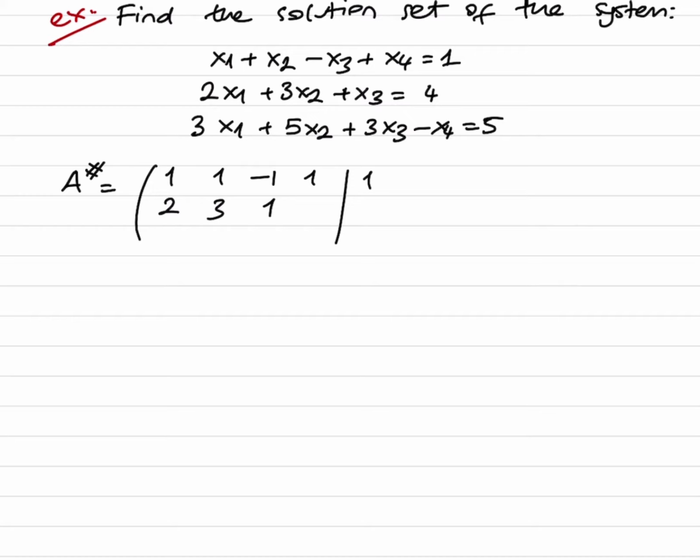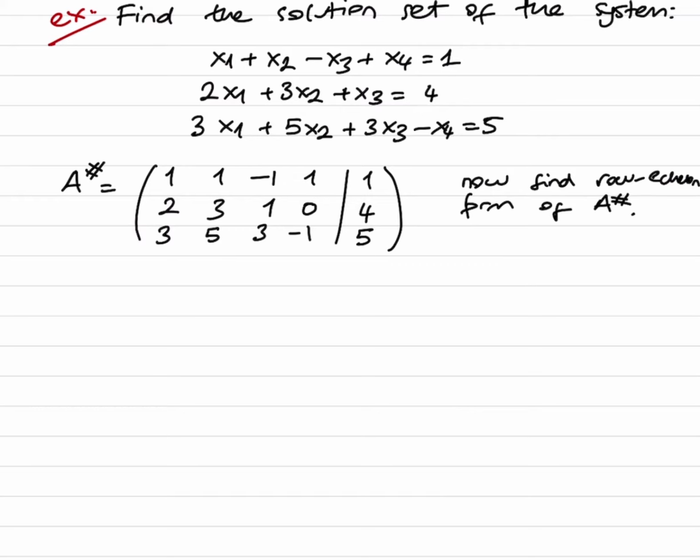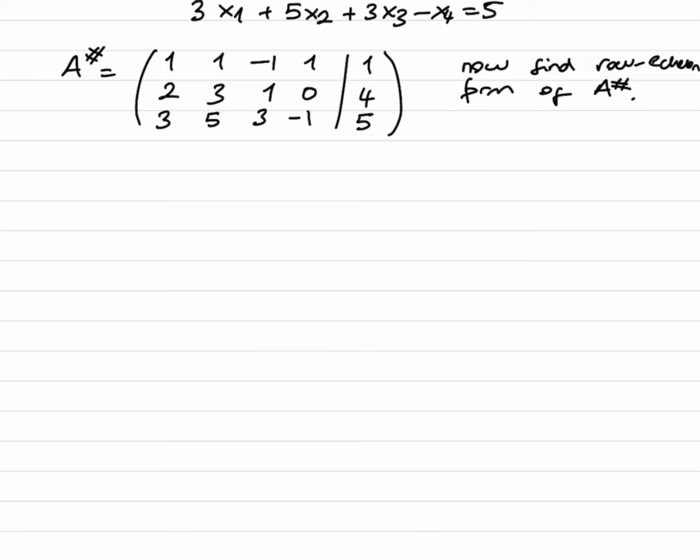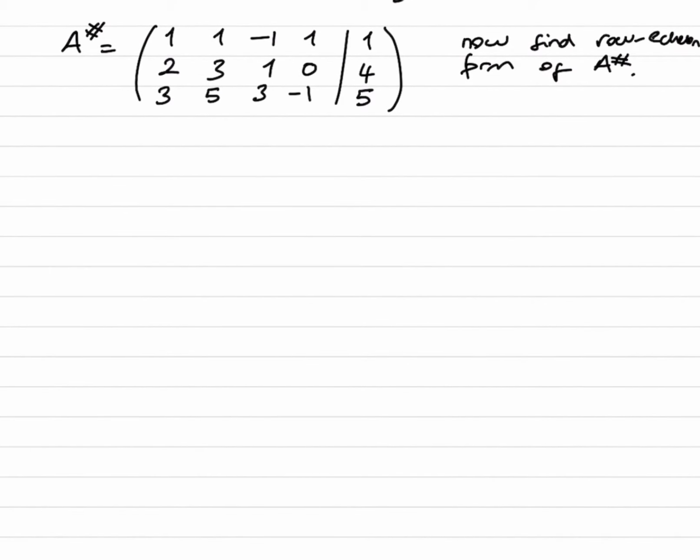We don't have any x4 in the second equation, so the coefficient of x4 is 0. What about the last row? 3 5 3 -1 5. Now, to solve the system we will find the row echelon form of the augmented matrix. So we will have a simpler system, and we can find the solution easily.